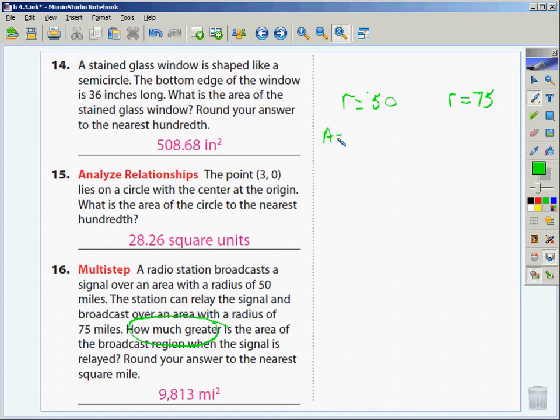The area of this one then is pi times 50 times 50. And the area of this one is pi times 75 times 75.